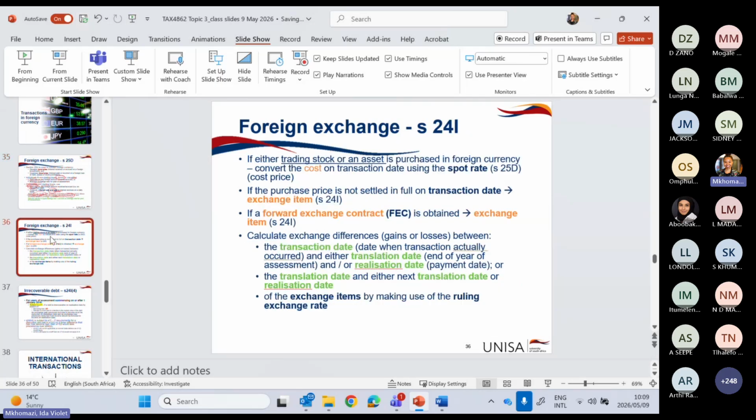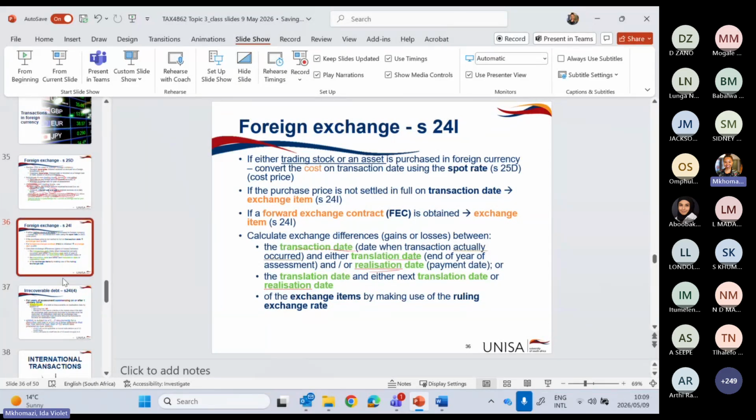Then 24I, you need to consider if there are any foreign exchange gains and losses. You need to calculate those foreign exchange gains and losses between the 3 dates, between your transaction date, translation, and your realization date, right?